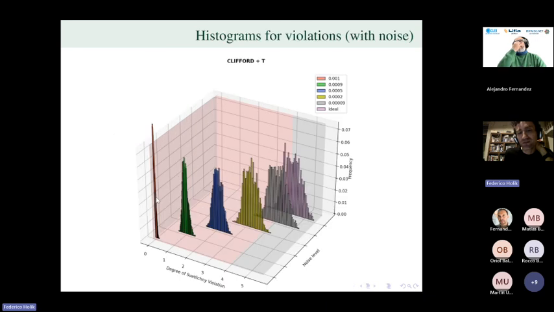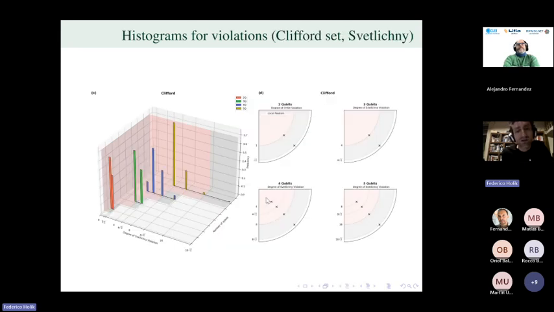This is very important because the Clifford set is classically simulable in an efficient way, but it is assumed in quantum computing that Clifford plus T has magic, and so it cannot be efficiently simulated, or at least there will be circuits that cannot be efficiently simulated, or algorithms. But the main difference is not how much non-locality you have, but how non-locality is distributed.